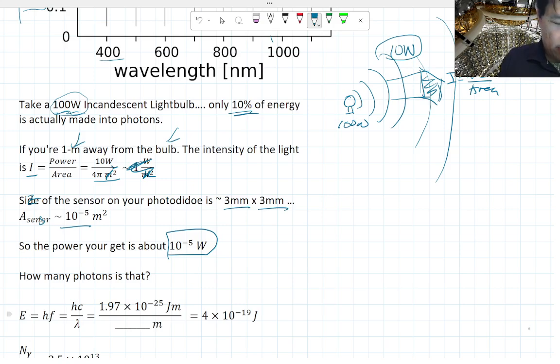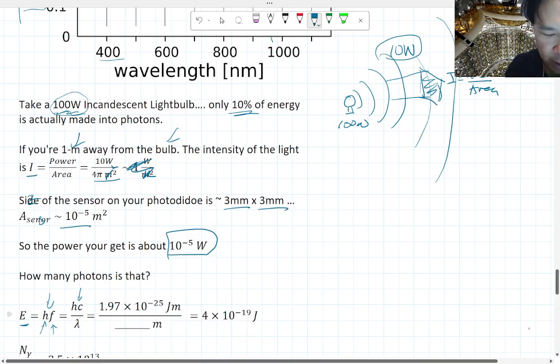Okay, so from your modern physics class, the energy of a photon is equal to h times f, where h is Planck's constant and f is the frequency. We actually want the wavelength version of that because it's a lot easier to deal with things in wavelength. You can convert f to wavelength by just c over lambda.